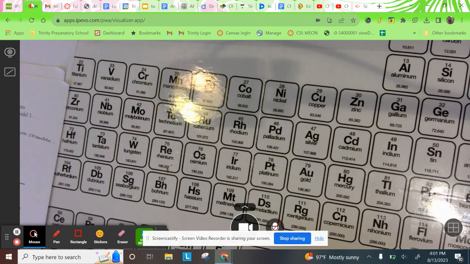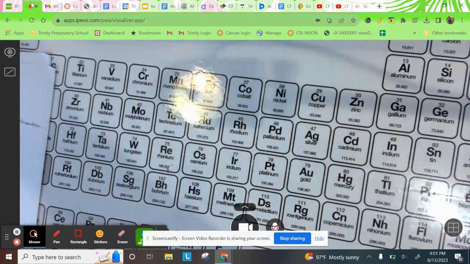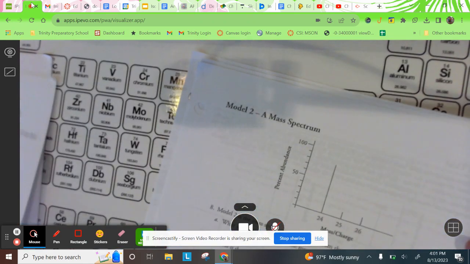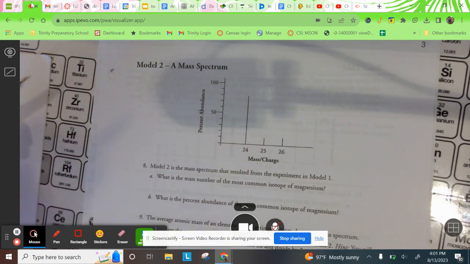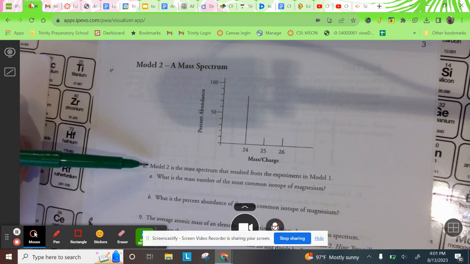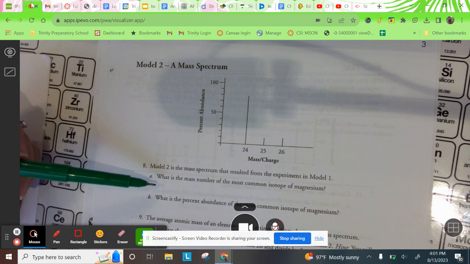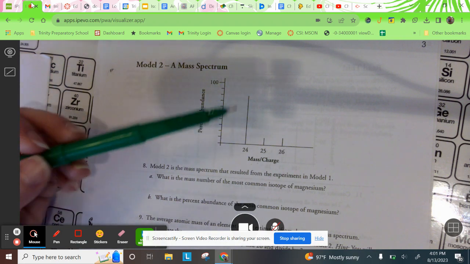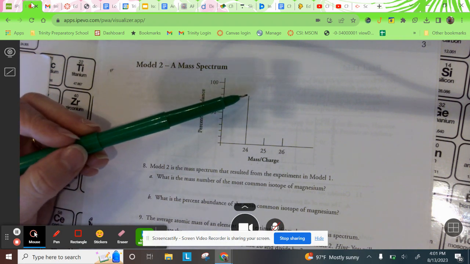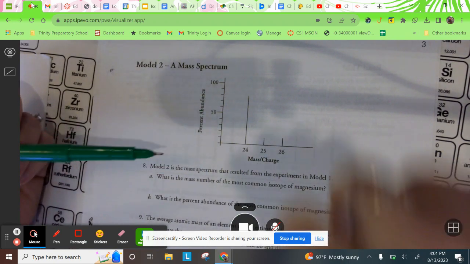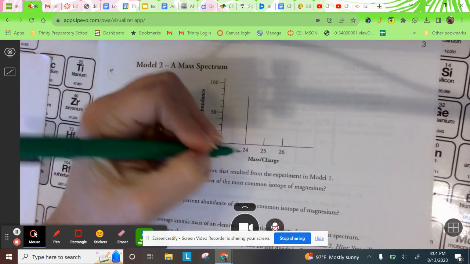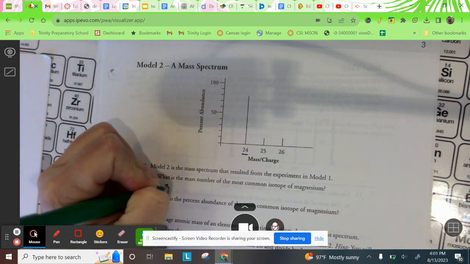All right, let me find my second page here. Well, I guess my third page. Okay, so here we're looking at those graphs again, which we saw on our PowerPoint earlier. So Model 2 is the mass spectrum that resulted from the experiment in Model 1. What is the mass number of the most common isotope of magnesium? So if you recall, the fact that this first one is highest is going to be the one that's the most abundant. And so we would say the mass number of that guy is 24, right? It's the highest one, so I'd say 24 here.